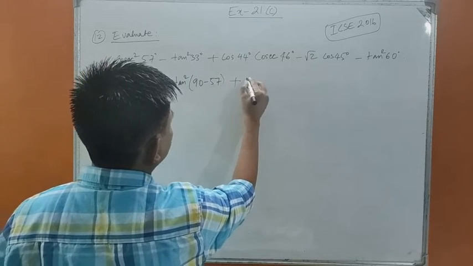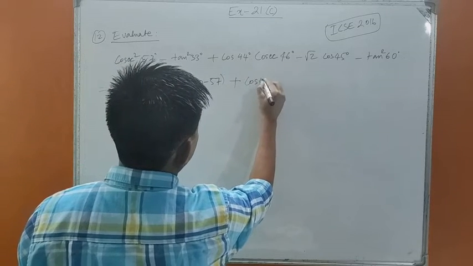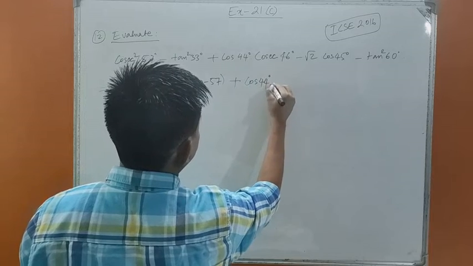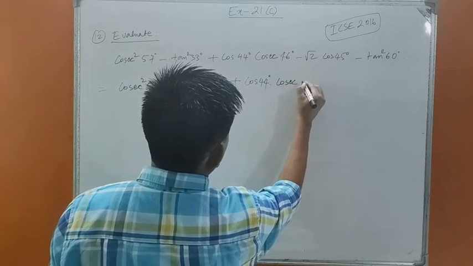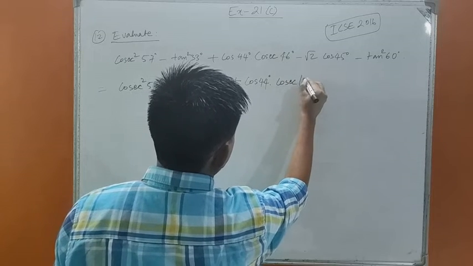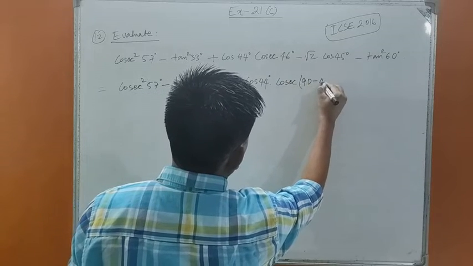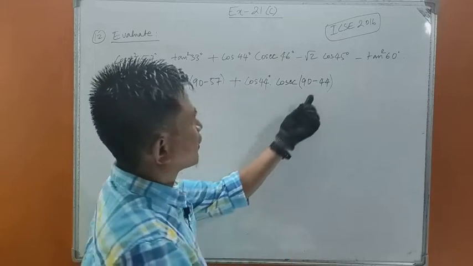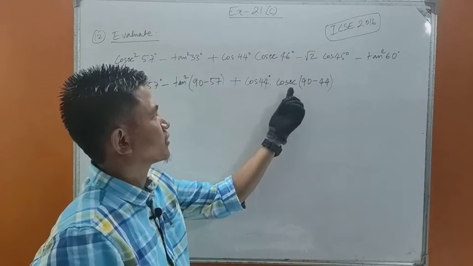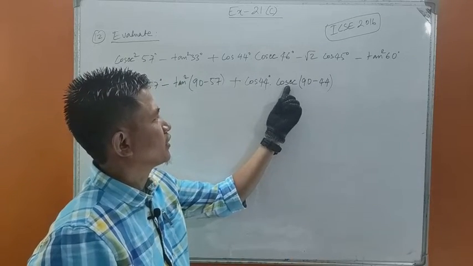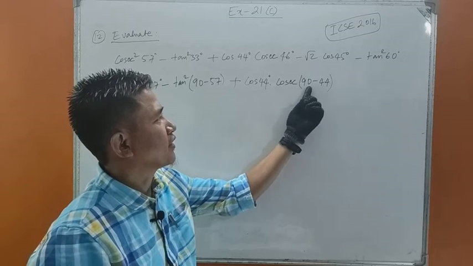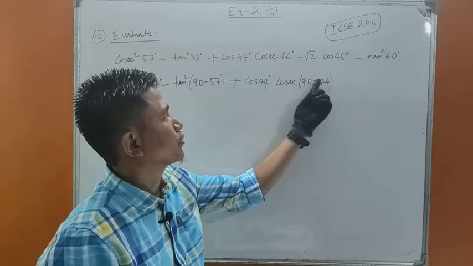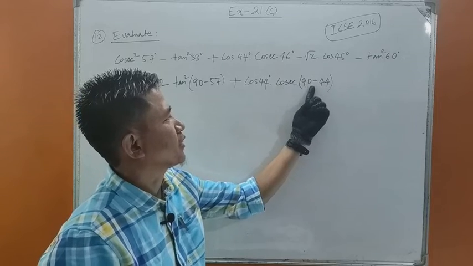cos 44 degree, I copy as it is, into cosec 46. 46 means 90 minus 44, isn't it? If you subtract 44 from 90, you get 46. So instead of 46, I can write 90 minus 44. 10 minus 4 is 6 and 8 minus 4 is 4.